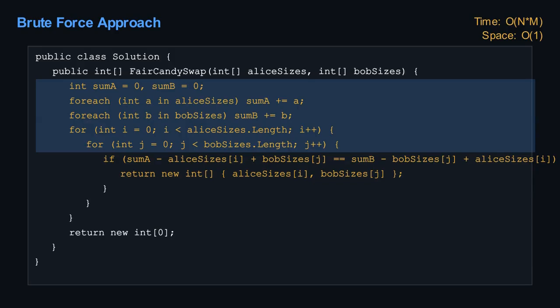Why is this slow? Because if Alice has n candies and Bob has m candies, we are essentially doing n rounds of checking, and in each round, we check m of Bob's candies. This means we perform roughly n multiplied by m checks. If both Alice and Bob have 10,000 candies, that's 10,000 multiplied by 10,000, which is 100 million checks. That's a lot of repeated calculations. The space complexity, however, is very good because we only need to store the sums and the current candies we're looking at, which is a constant amount of extra memory, regardless of how many candies there are.